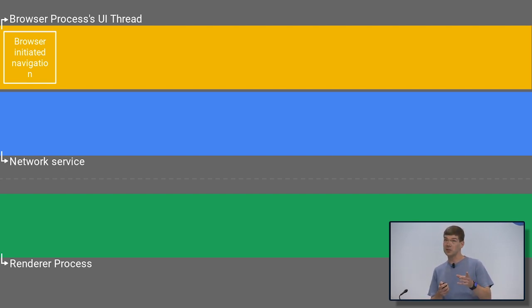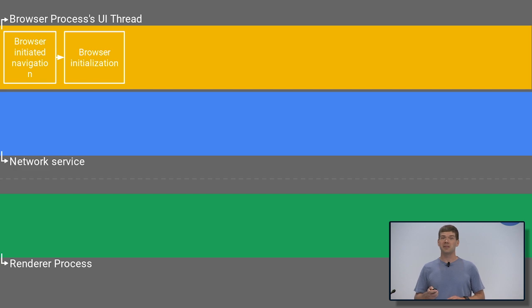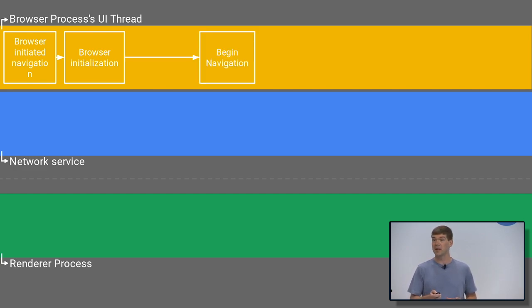In blue, we have the network service. In many cases today, in most cases, this is in a separate process. And in green, we have a render process. So the first step, as I mentioned, is to convert your search query into a URL if necessary. And once we have the URL to navigate to, we call a function called beginNavigation.